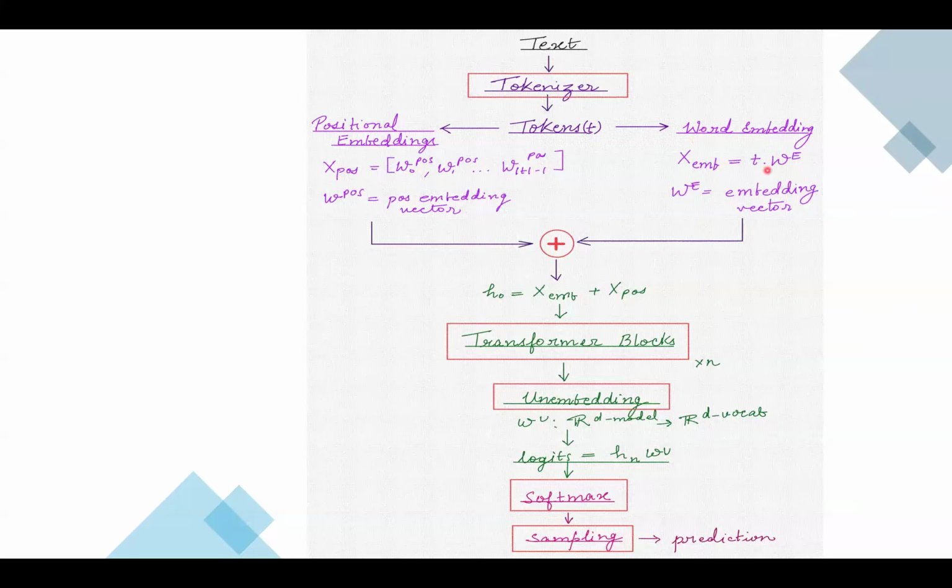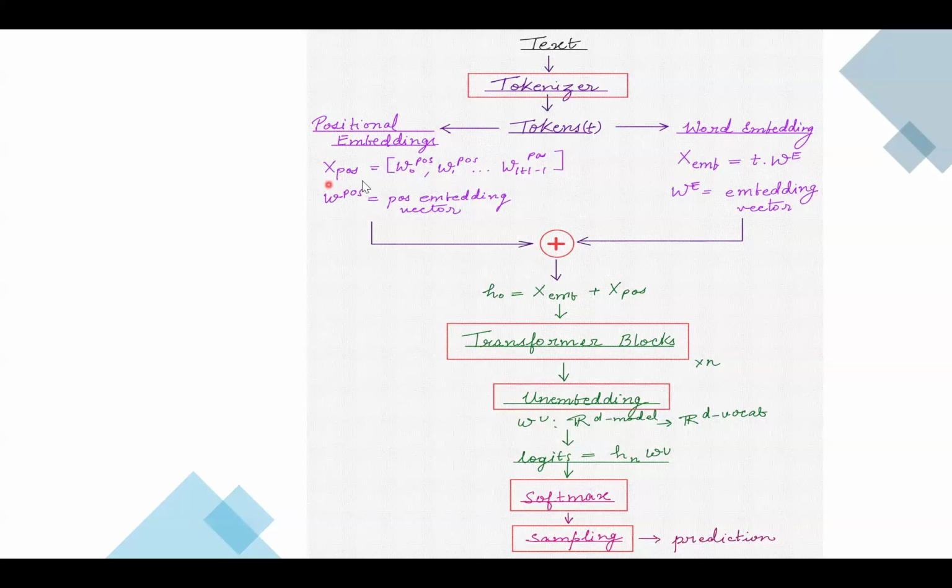And so basically what we are doing is T multiplied by WE. This will pick those representations, because T is a vector of indices, right? So when you multiply this with D vocabulary, it will pick up those representations from the vocabulary and put them in a vector. That would be our embedding vector, X embed, which then goes into the transformer blocks as the input.